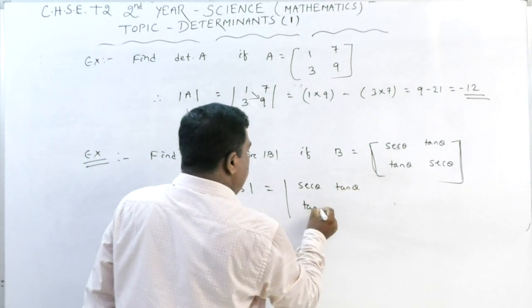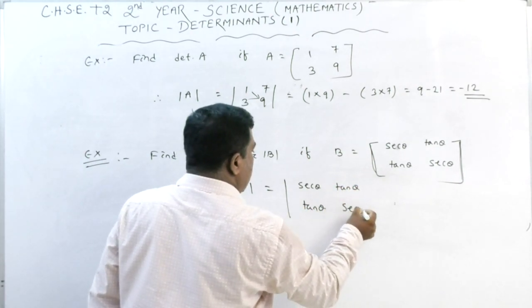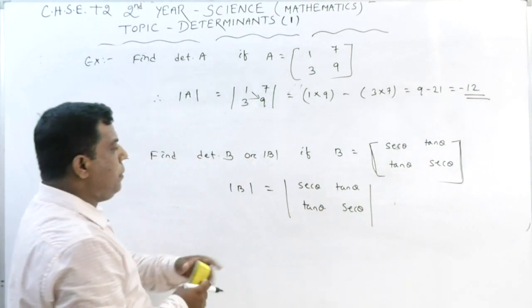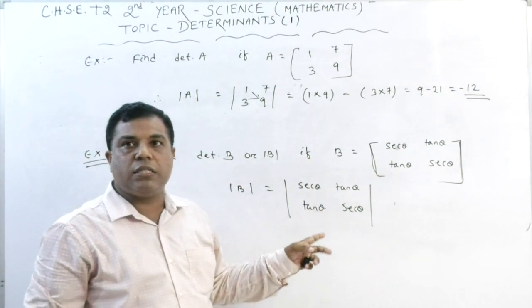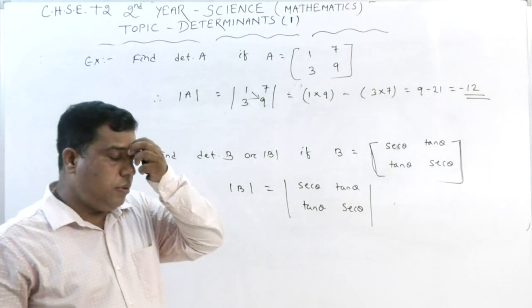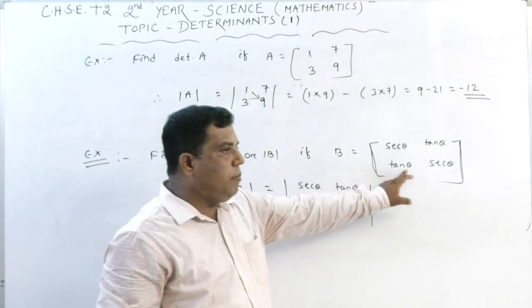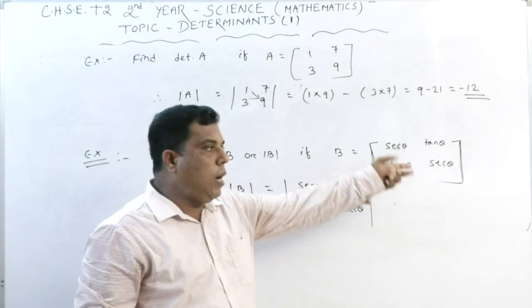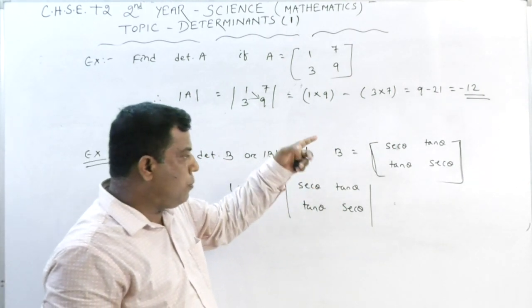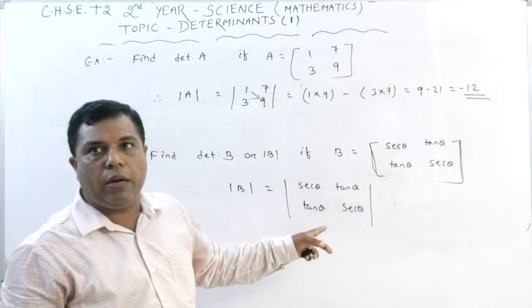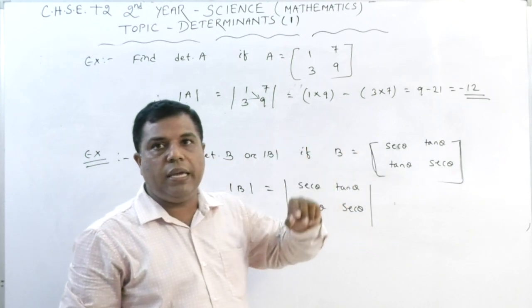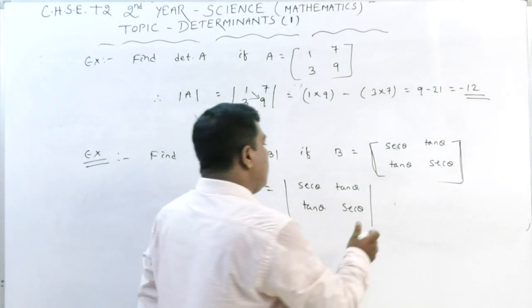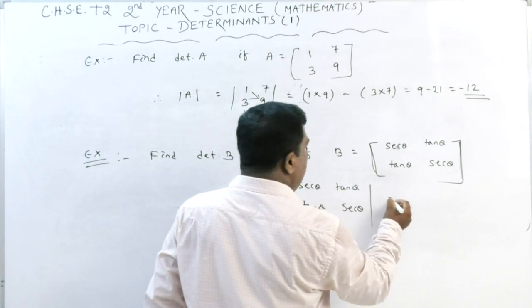If nothing is given, simply this type of representation is given, it means we have to find out the value. Or if it is given in the matrix form, then while finding the determinant, we have to represent it in determinant manner, then only we can find the value. So what is the value? How to get the value?